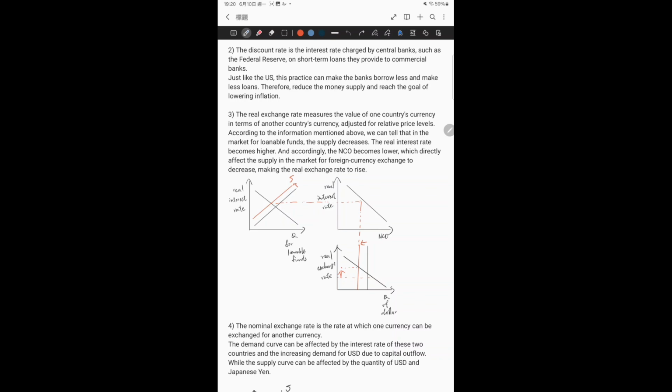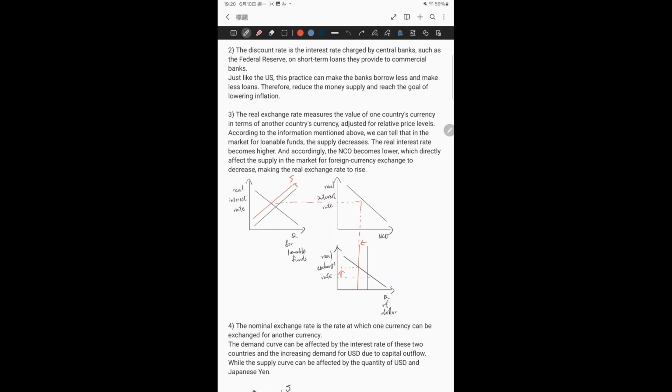Let's see. Okay, according to the inflation mentioned above, we can tell that in the market for loanable funds here, the supply decreases. So the supply moved to the red, the new supply. The real interest rate becomes higher, and accordingly, the net capital outflow becomes lower. You can see the black one is the original state, and the red one is the new one.